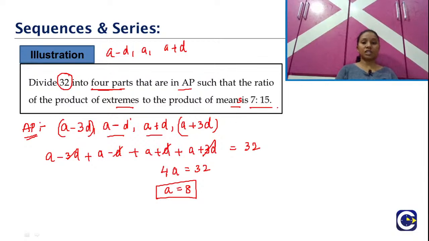So just quickly apply this ratio condition in order to determine the common difference D here. Because already the A value has been found out, which is equal to 8. So now if we are able to determine the D value, then we could easily find the 4 parts here, which are given by A minus 3D, A minus D, A plus D, as well as A plus 3D here.